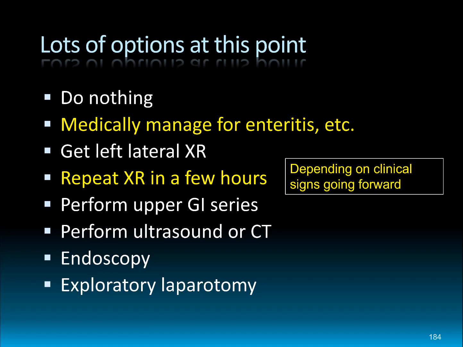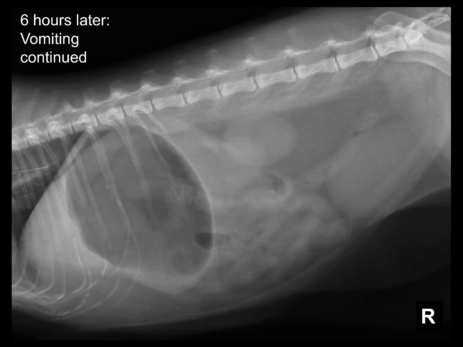Obviously, if the patient's doing well clinically, maybe I'm not going to re-radiograph, but if there's any question, if he's not improving or if he's getting worse for sure, then repeat radiographs would probably be a next step. So this cat continued to vomit, and 6 hours later we re-radiographed the cat, and now things have changed.